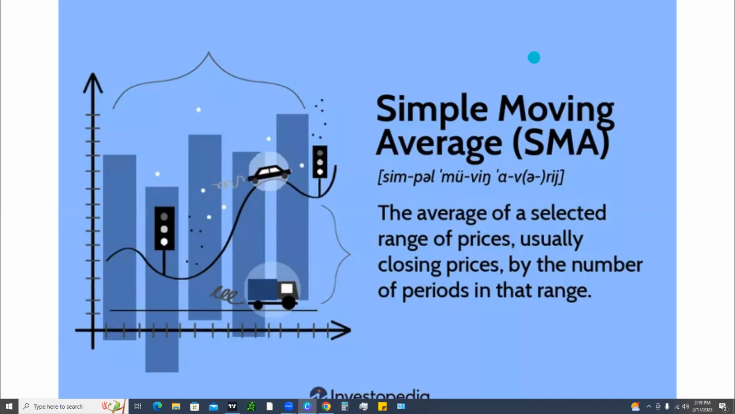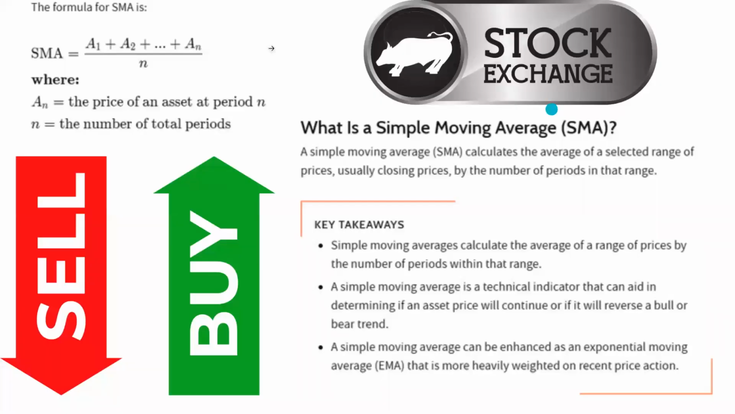The simple moving average is the average of a selected range of prices, usually closing prices, by the number of periods in that range. Now, this is the formula for a simple moving average and calculating it, but you don't need to know the formula to know how to use it. But if you are a math geek or a math nerd and you enjoy stuff like that, then there is the formula there. Now, some of the key takeaways is that the simple moving average calculates the average of a range of prices by the number of periods within that range.